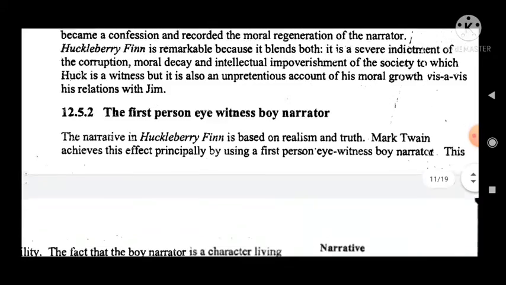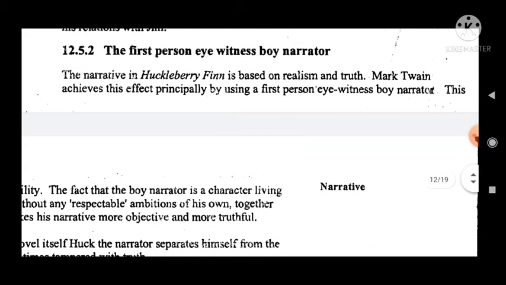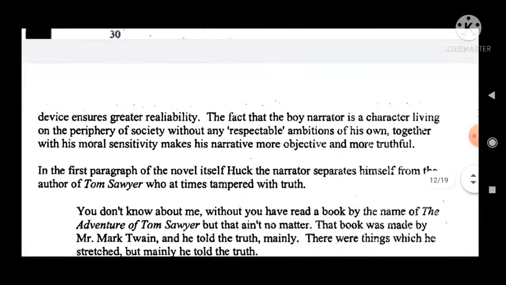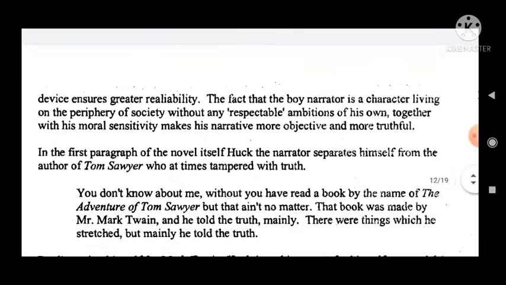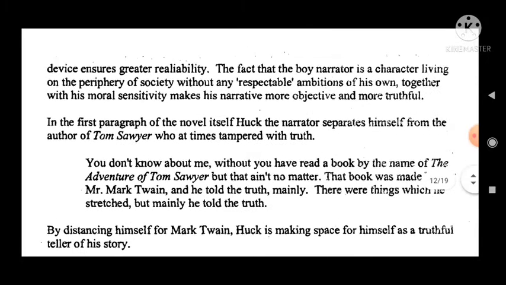The first person eyewitness boy narrator. The narrative in Huckleberry Finn is based on realism and truth. Mark Twain achieves his effect principally by using a first person eyewitness boy narrator. This device ensures greater reliability. The fact that the boy narrator is a character living on the periphery of society without any respectable ambitions of his own, together with his moral sensitivity, makes his narrative more objective and more truthful.